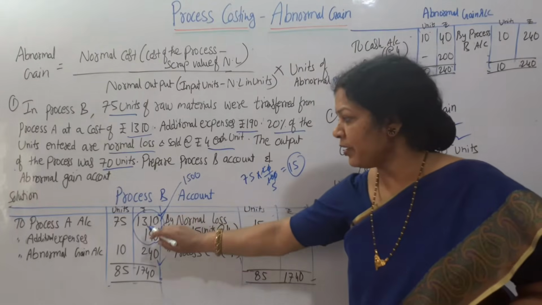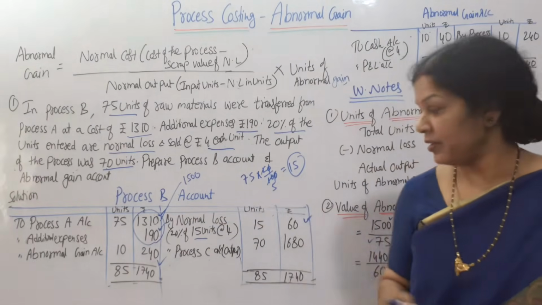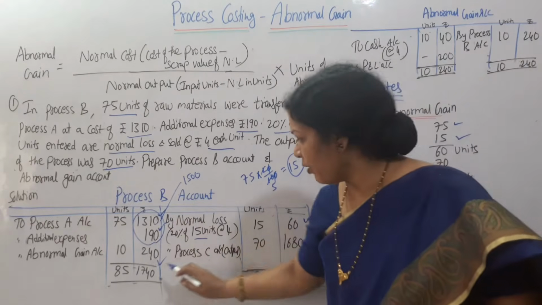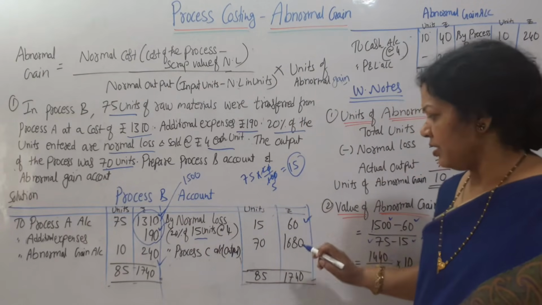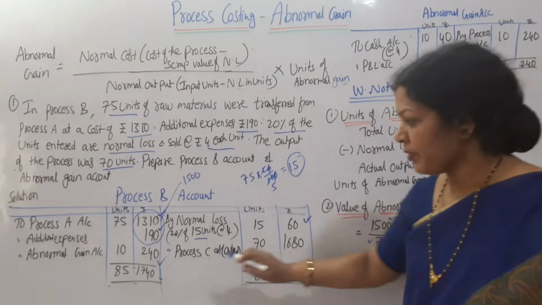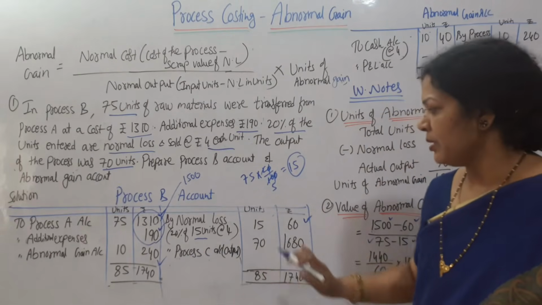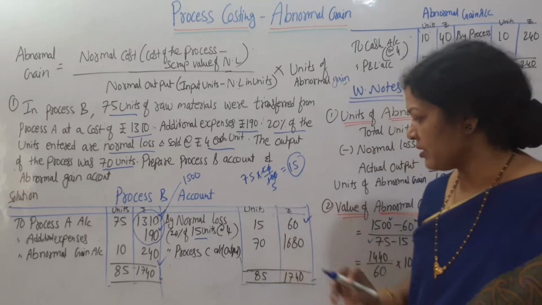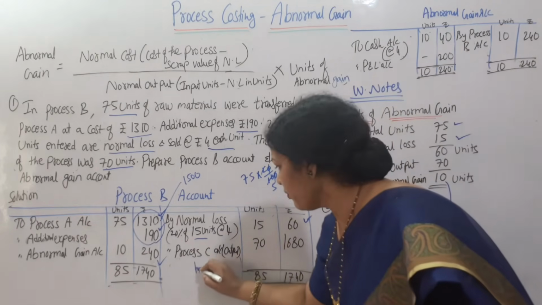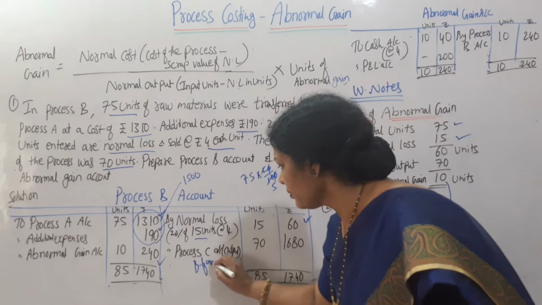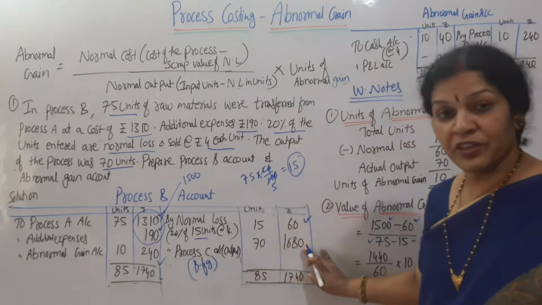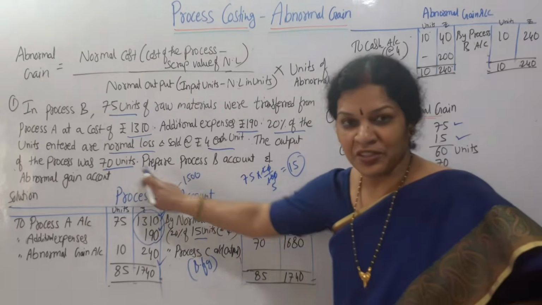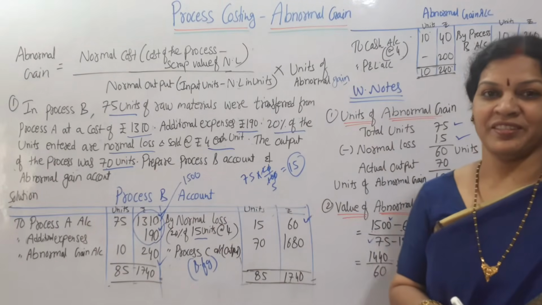We have written 3 transactions on the debit side, credit side only one. The difference means 1740 minus 60, it comes to 1680. And 85, this is same as it is. 85 minus 15 is equal to 70. So this is the balancing figure. Balancing figure 1680 and 70 units. 70 already mentioned, the same thing you must get.